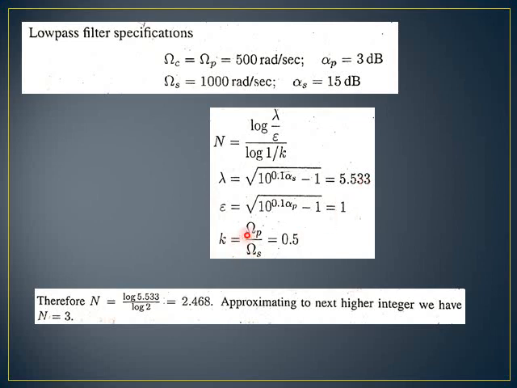And k is nothing but omega p by omega s, which we get as 0.5. It is 1 by 0.5. So therefore, by substituting the values of lambda, zeta, and k, we get the order n as 2.468. Now we'll round this off to the next higher integer, that is 3. So the value of n becomes 3 now.